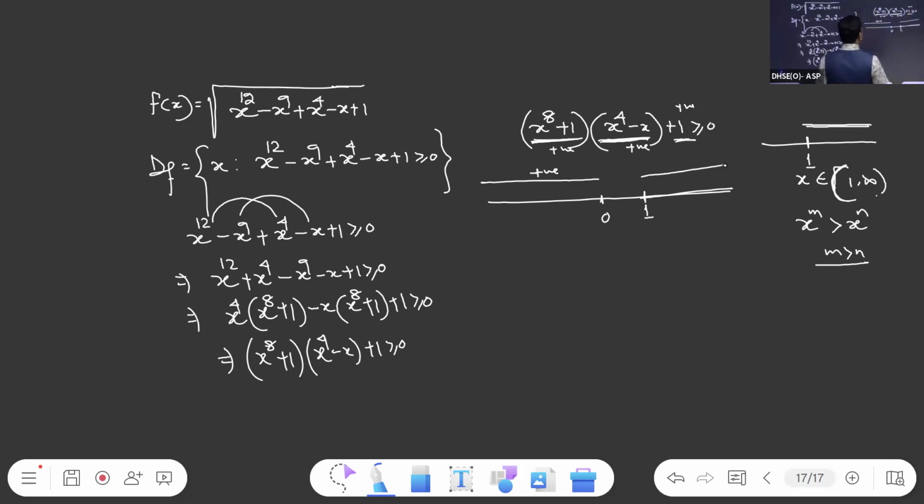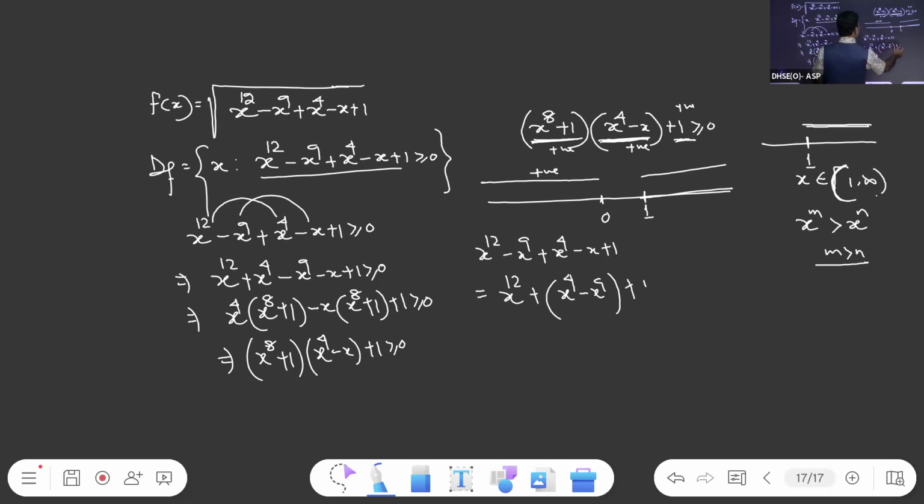The only region left over is 0 to 1. Now we have to check whether in the interval 0 to 1, the expression is positive or negative. Okay. So to find the sign of the expression in the interval 0 to 1, we have to rearrange the expression. x to the power 12 minus x to the power 9 plus x to the power 4 minus x plus 1 can be written as x to the power 12 plus x to the power 4 minus x to the power 9 plus 1 minus x.